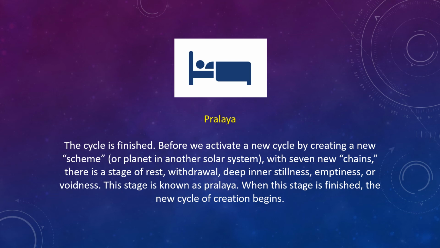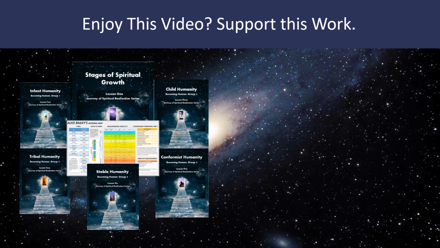And before we activate a new cycle by creating a new scheme or planet in another solar system somewhere with 7 new chains or its various stages, there is a stage of rest, withdrawal, deep inner stillness, emptiness, or voidness. And this stage is known as Pralaya. And when this stage is finished, the new cycle of creation begins.